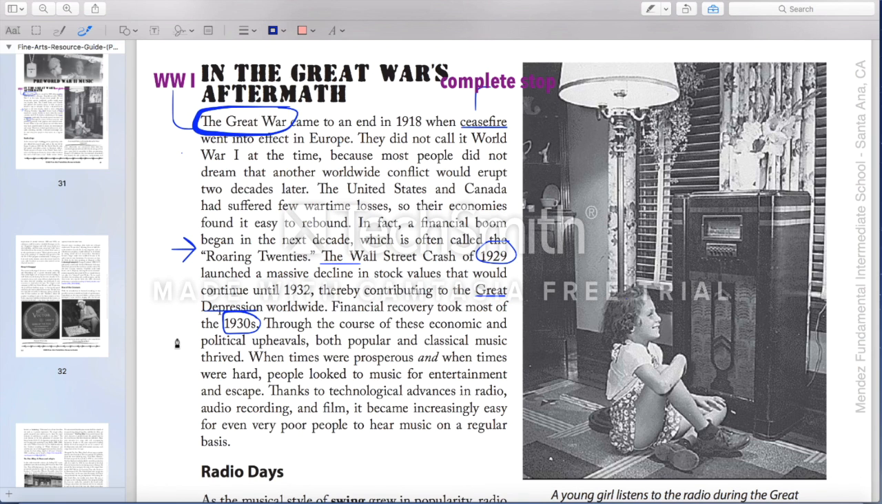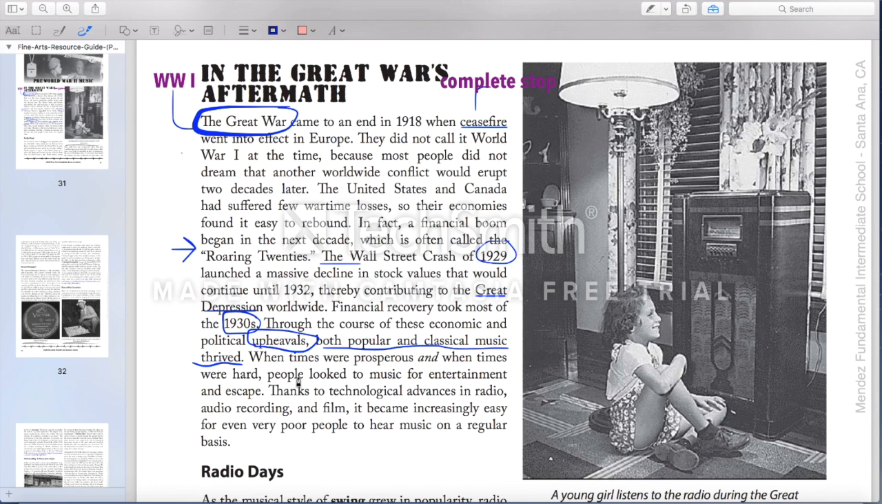Through the course of these economic and political upheavals, conflicts, chaos, crazy situations, both popular and classical music thrived. So oftentimes when people are in times of despair or difficulty, they look towards the arts, they look towards music, they look towards entertainment to lift their spirits up. So it just makes sense that during this time, a lot of interesting music was produced.